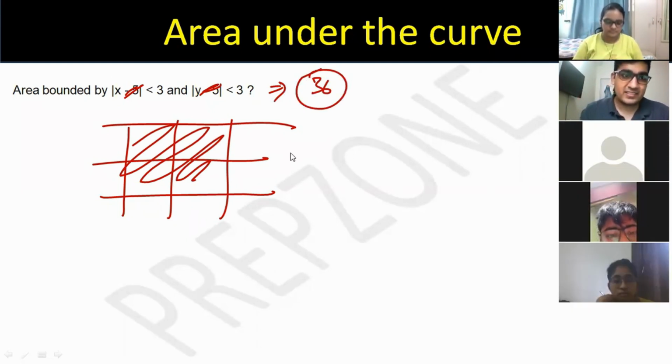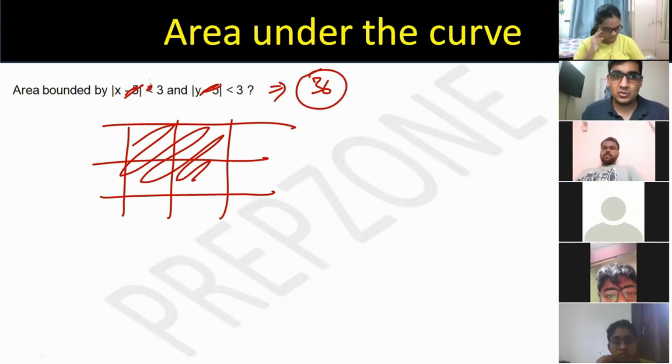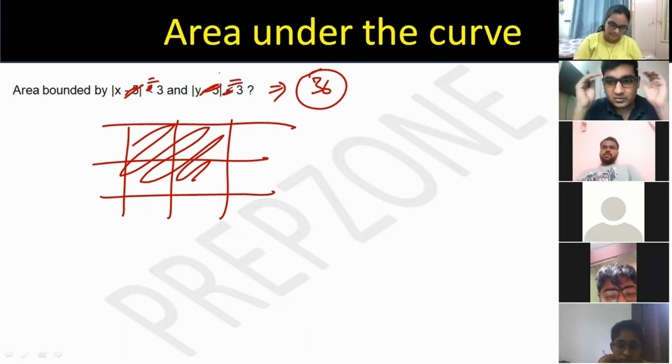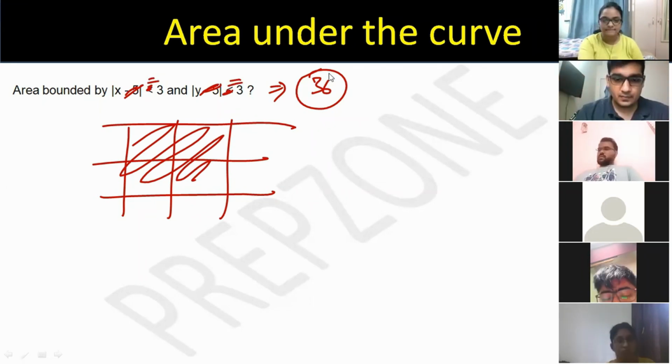A very simple question. It does not matter whether it is equal to or it is less than, because it is actually area bounded. So boundary points do not have any area. Okay. Please solve this question.